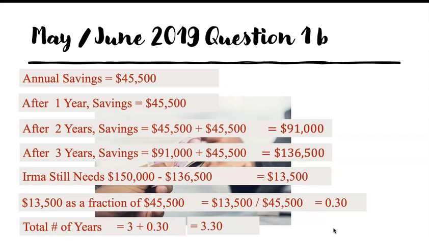All right, so different approaches. This will be a bit longer. It's simpler just to divide the 150,000 by the $45,500.